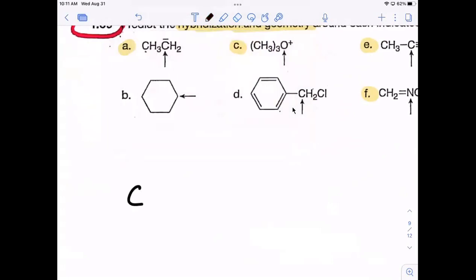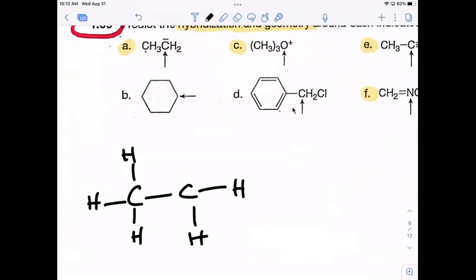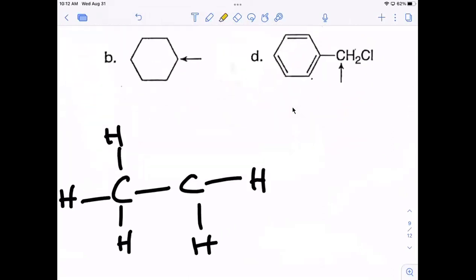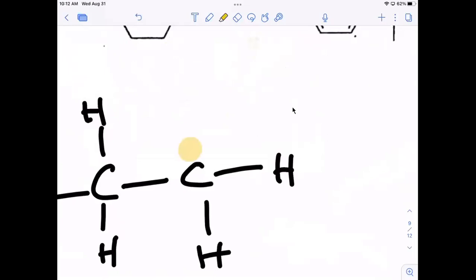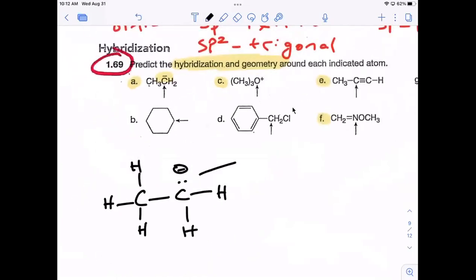A is CH2, CH3. I'm going to write this out so you can see it. Now, you'll notice there's a negative charge here on carbon, so we have to account for that. What that negative charge indicates is that there is a lone pair on carbon. When carbon is negative, it's called a carbanion. Anytime you see a carbon with a negative charge, that means it has a lone pair on it somewhere.